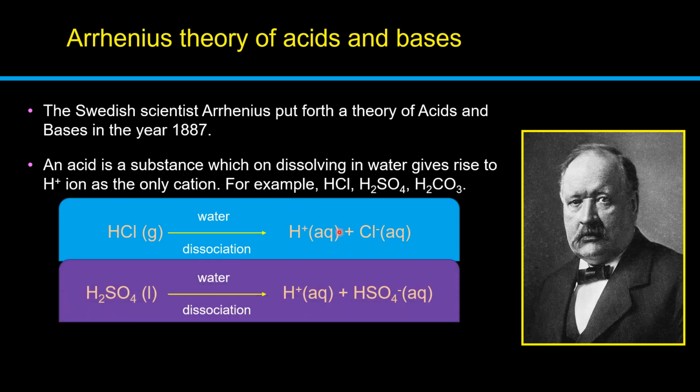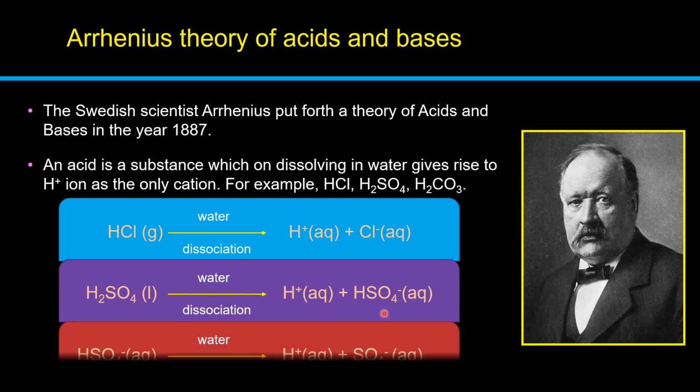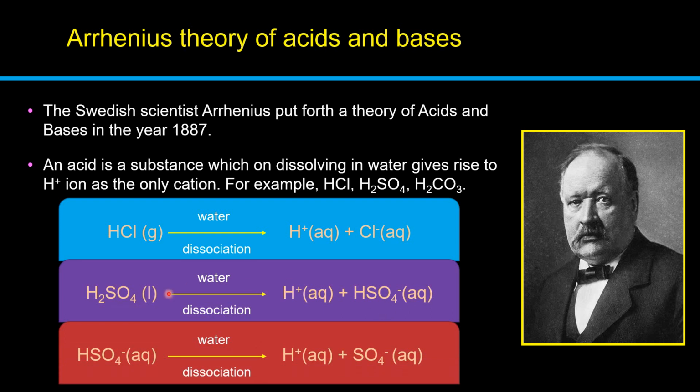Take another example, sulfuric acid. On dissociation it first gives one H+ and then HSO4-, which is temporary. Again it undergoes dissociation and forms H+ and SO4 2-. So acids are those compounds which give only H+ as the only cation when dissolved in water.